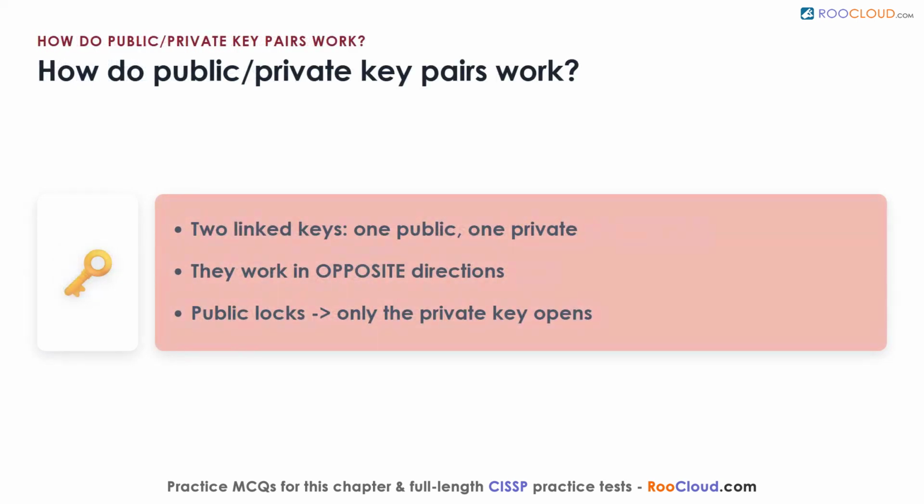How do public and private key pairs work? Each person holds two mathematically linked keys. One is public, freely shared with anyone, and one is private, guarded, and known only to its owner. The twist is that the pair works in opposite directions. Whatever the public key locks, only the matching private key can open, and the reverse holds too.